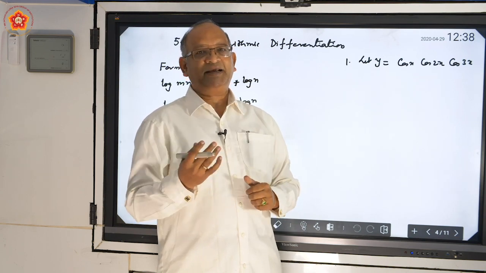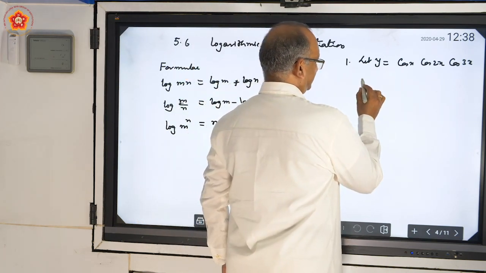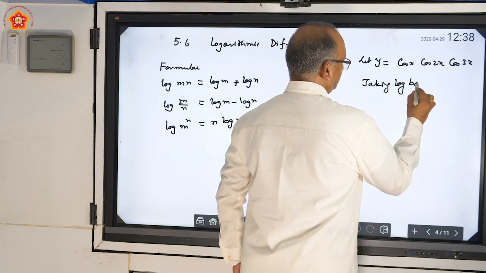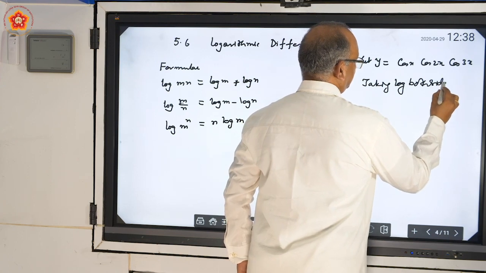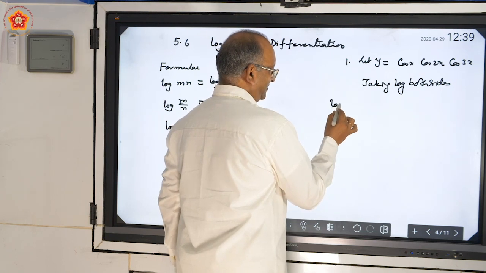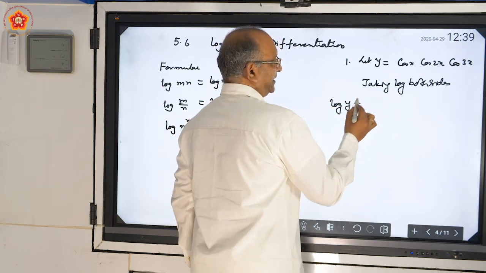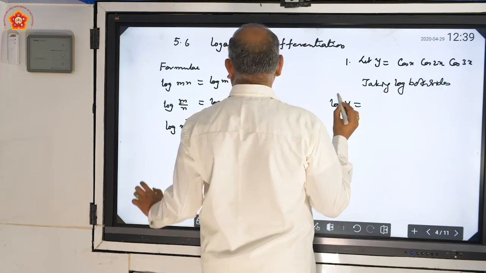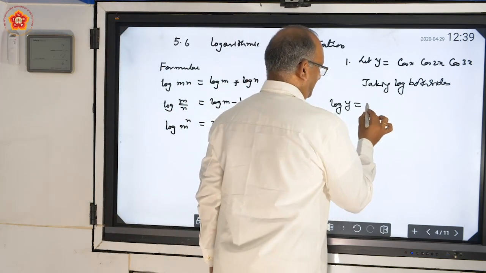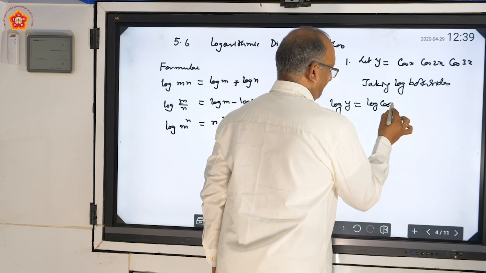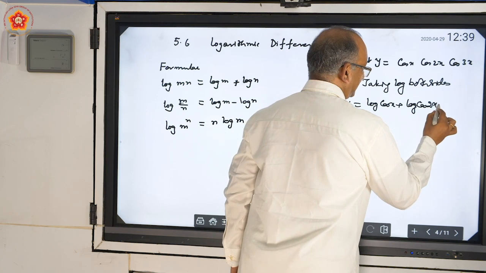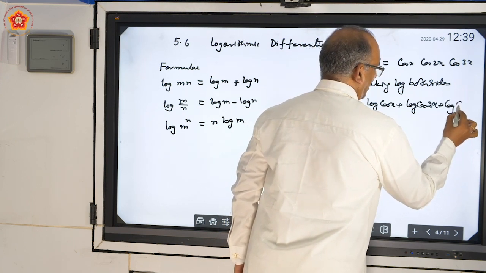What do we do? We take log on both sides. On the left hand side we have only y, so it will be log y. Here we have a product of functions, so apply the first formula: a product of functions gets changed into addition. So this will become log cos x plus log cos 2x plus log cos 3x.